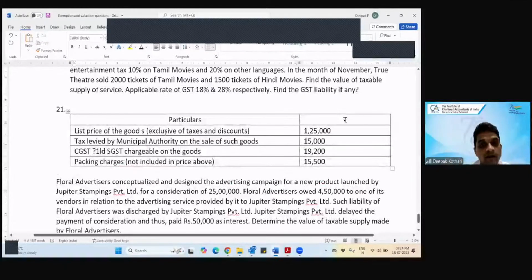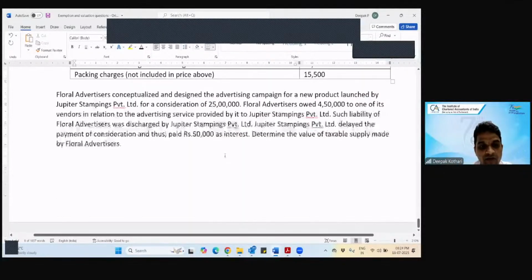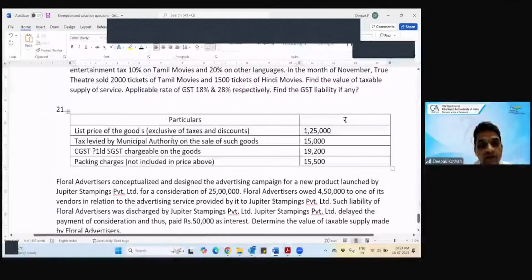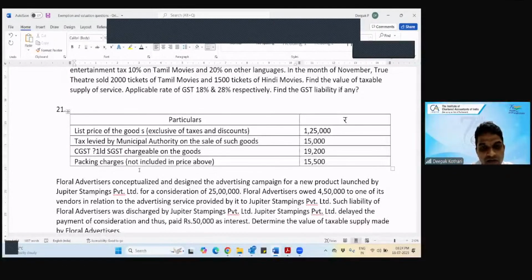Yeah. List price of the goods is 1,25,000 rupees. Tax levied by municipal authorities on sale of goods 15,000. CGST and SGST chargeable on the goods 19,200. Packing charges not included in the price above 15,500. Floral Advertisers conceptualized and designed the advertisement campaign for a new product which is launched by Jupiter Stampings for a consideration of 25 lakh rupees.